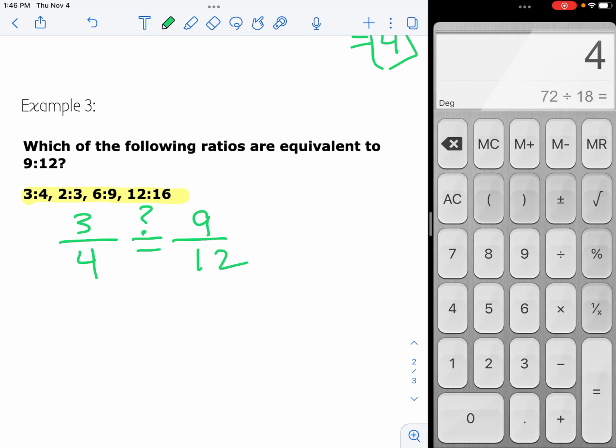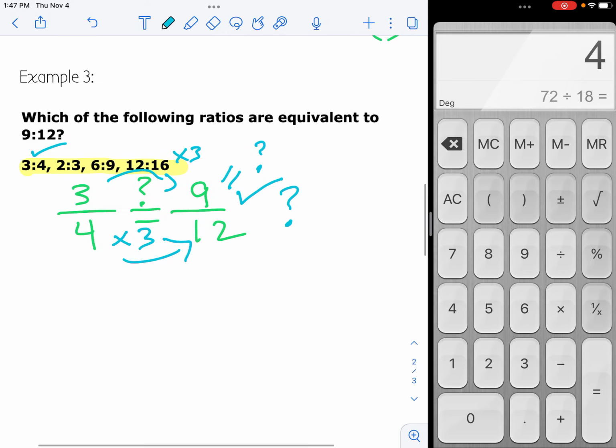So to figure out if it's equivalent, I am going to look at my 4 to 12. What am I doing to get from 4 to 12 using multiplication or division? So I am multiplying by 3. Whatever I do to the bottom, I have to do to the top. So when I multiply 3 by 3, do I get 9? Yes, I do. So that means 3 to 4 is equivalent. Let's try the next one.